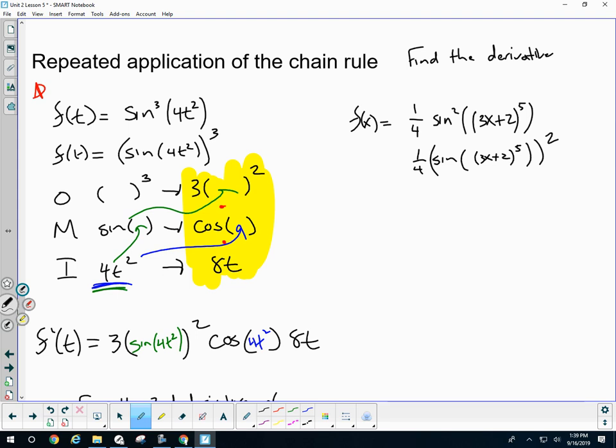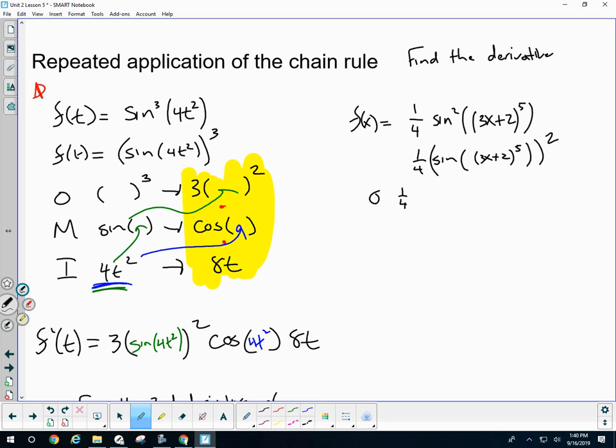All of our original ones that we did, our first examples, one set of parentheses, two composed functions. This previous one I did, two sets of parentheses, three composed functions. How many sets of parentheses are here? 3. How many functions are being composed? 4. We got an outside.